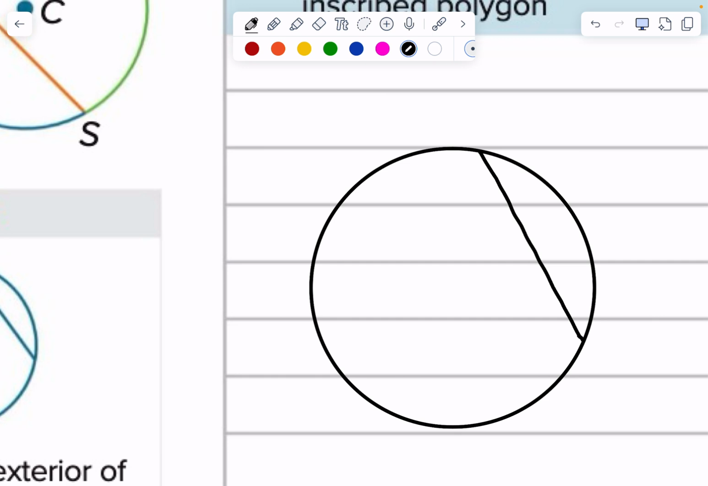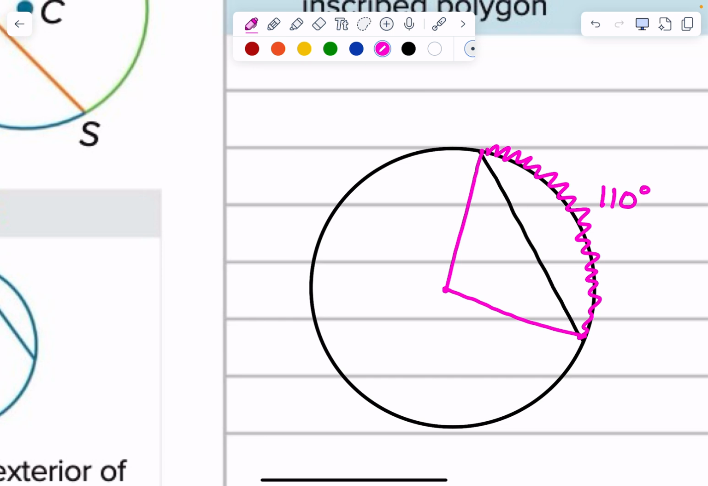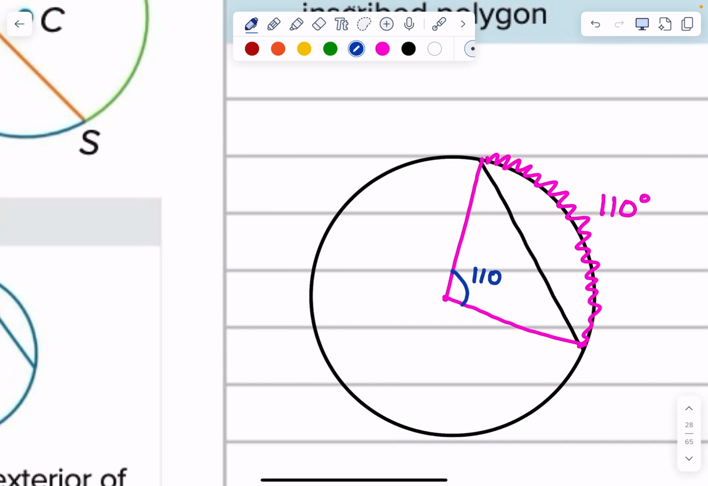Okay, great. Now, here's what I'm going to do. I'm going to pretend that that's a little string, and I'm going to pull it back to the center. Let's say this arc, the measure of that arc, was 110 degrees. What is the measure of this angle right here? 110 degrees. Does that make sense? The arc is 110. This is called a central angle because it's in the center. It pulls back, it is 110.